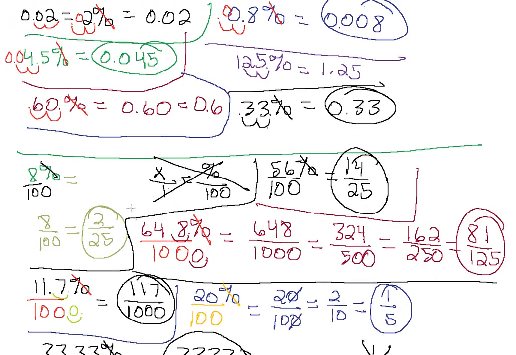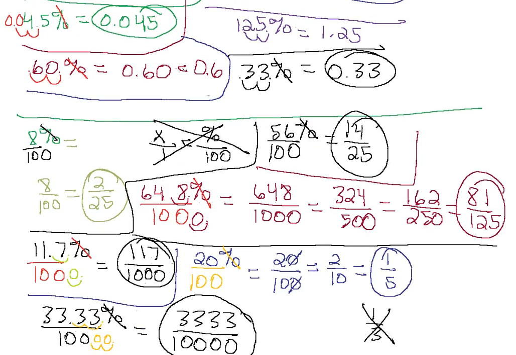So what do we learn here? We're just converting percents to decimals and percents to fractions. When we're doing it with decimals, we simply drop the percent sign and move our decimal 2 places to the left, adding our zeros as placeholders when appropriate. So that's pretty much simple and straightforward.